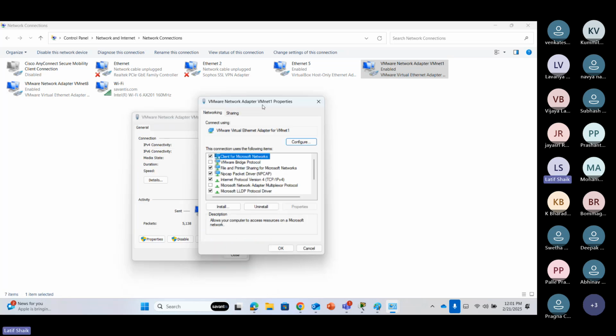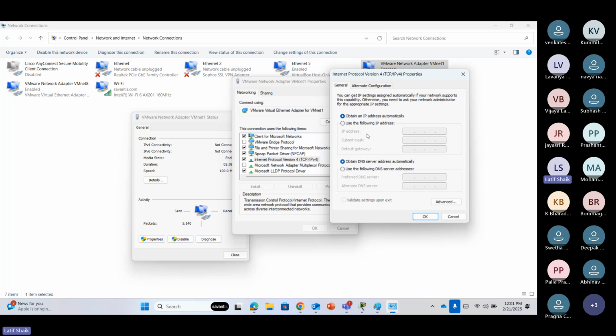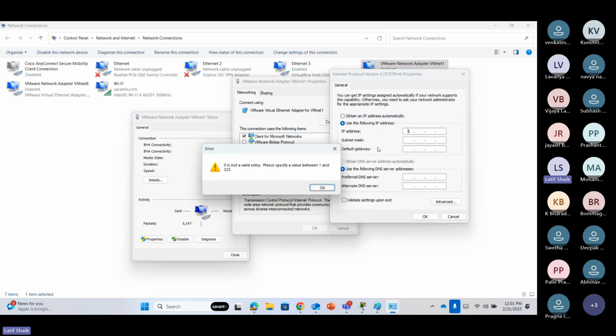So what I'm trying to do is manually assign an IP address. If you want to assign an IP address manually, use the second option, use the following IP address. I try to give IP address 0 dot, and see, it immediately throws an error. 0 is not a valid entry. Please specify a value between 1 and 223, class A to class C only, not class D or E.